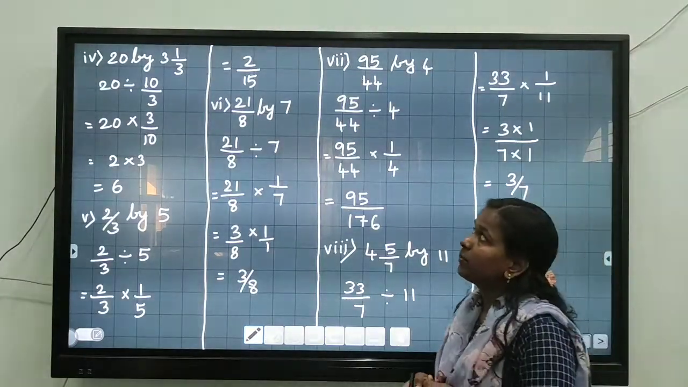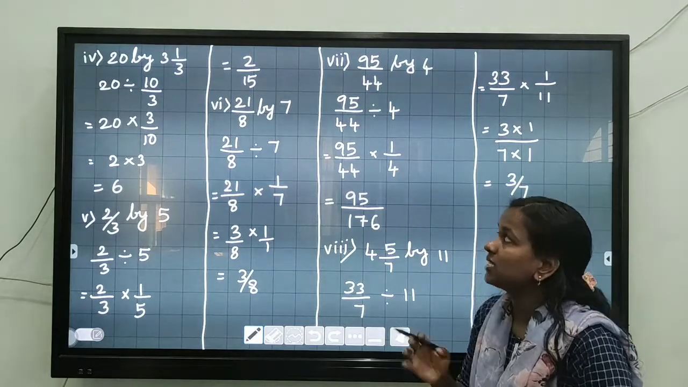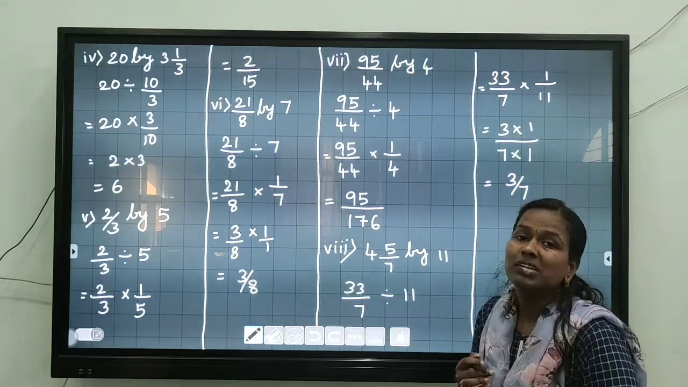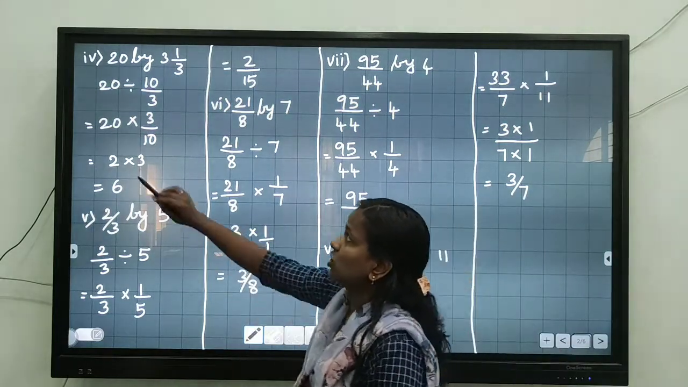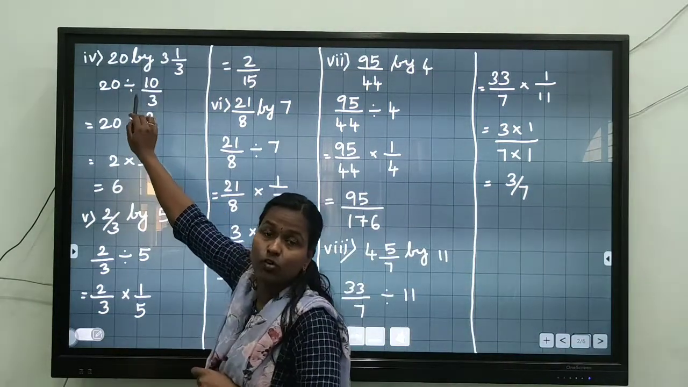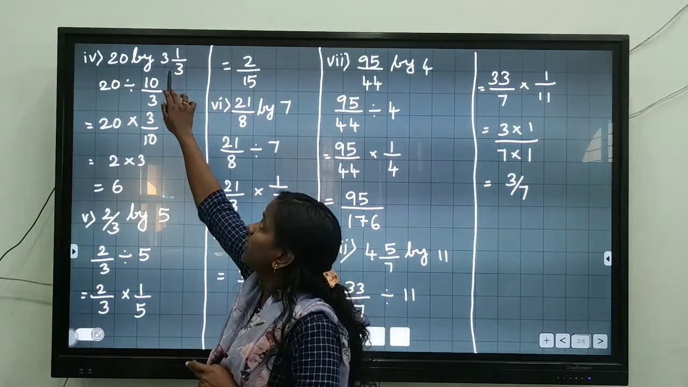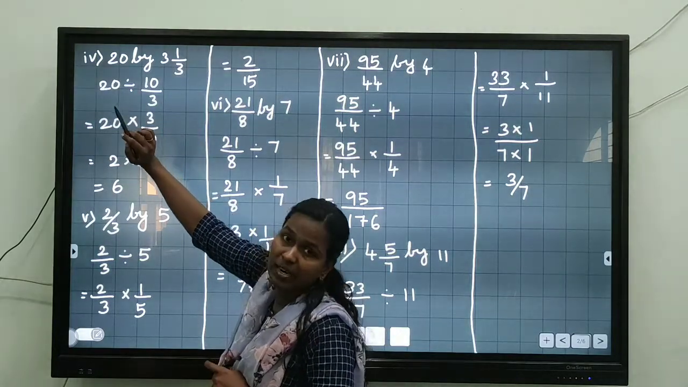Next one, 20 by 3 of 1 by 3. See, the second fraction is given in mixed fraction. So first I am going to change that one into improper fraction. So I am getting 20, instead of by, you have to write division symbol. Then if you convert this one, you will get 10 by 3.